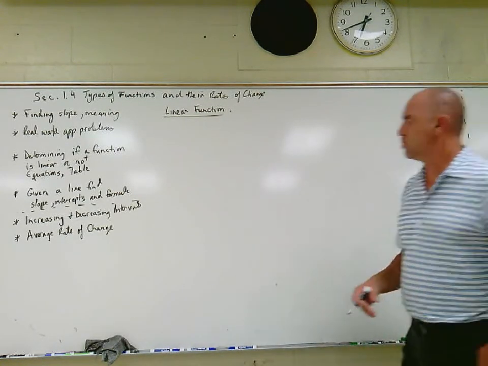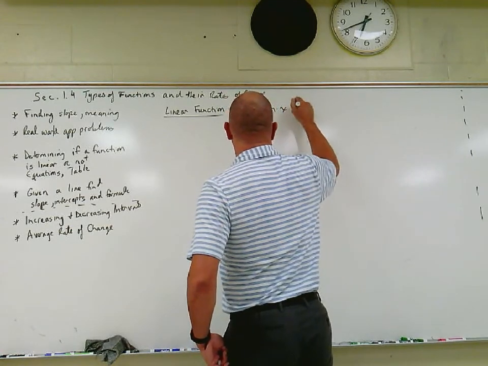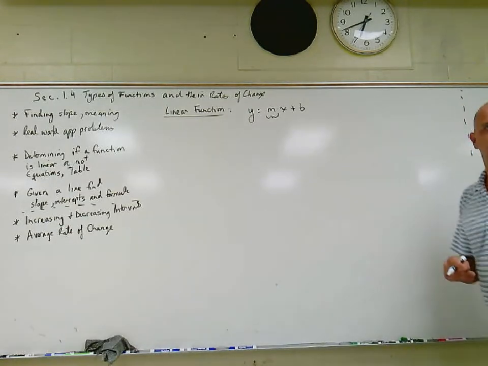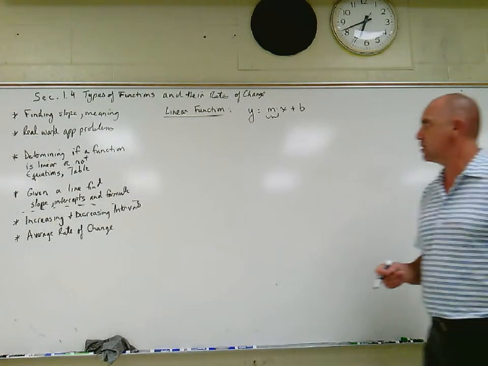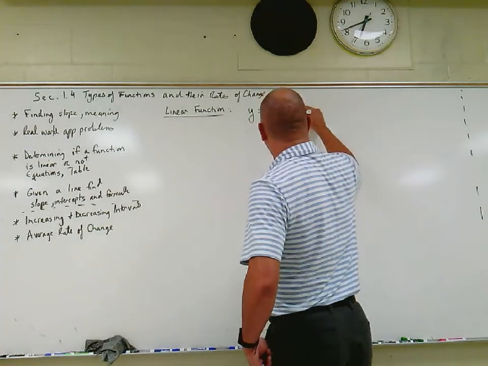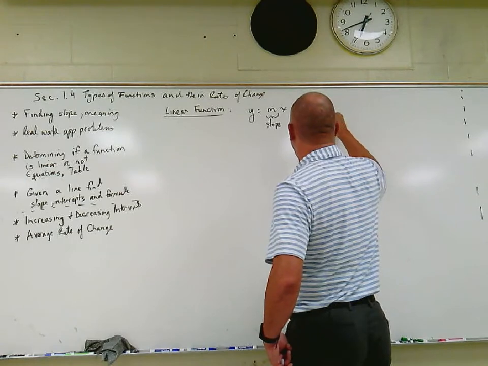y equals mx plus b. So the easiest way to write a line is in this form, y equals mx plus b. And the m is the number in front of the x, and the m stands for the what of the line? Slope. And b stands for the what? Y-intercept, where it crosses the y-axis.